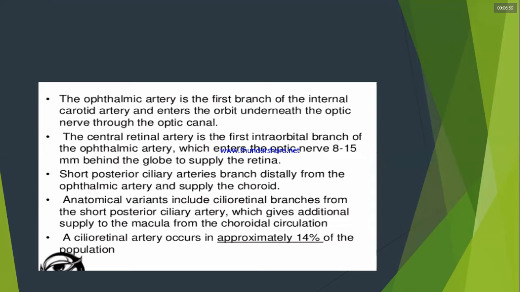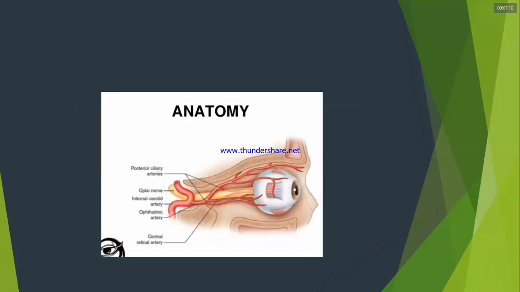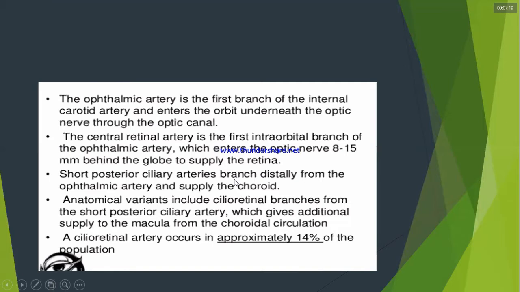The ophthalmic artery is the first branch of the internal carotid artery, and it enters the orbit underneath the optic nerve through the optic canal. The central retinal artery is the first intraorbital branch of the ophthalmic artery, which enters the optic nerve 8 to 15 millimeters behind the globe to supply the retina.